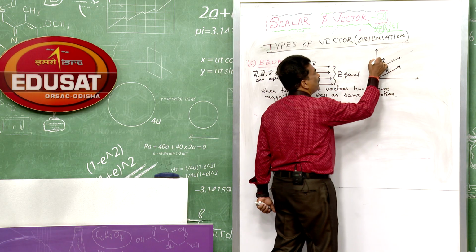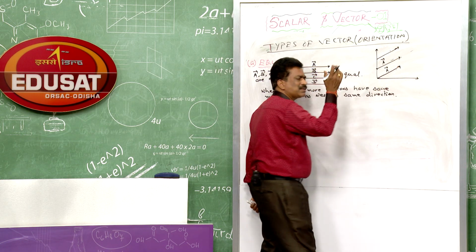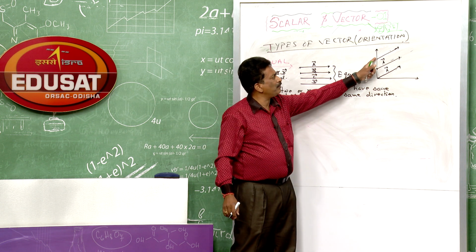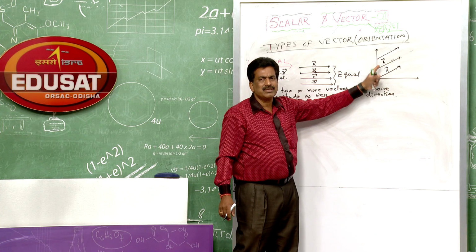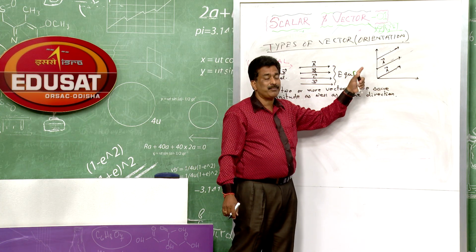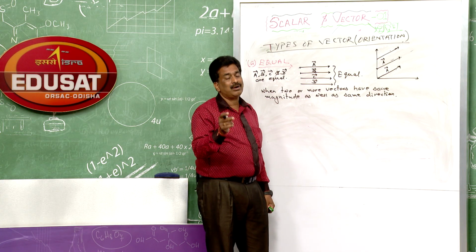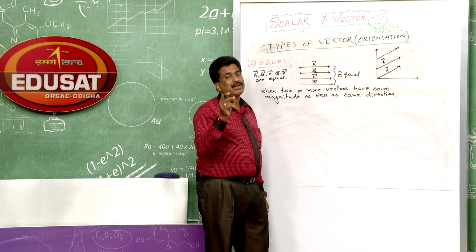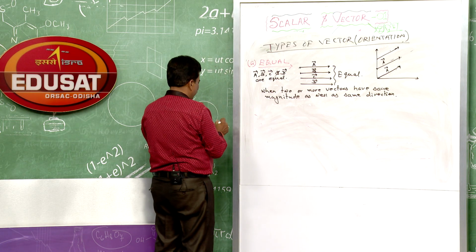Similarly, suppose you take another vector likewise. So these all vectors are the same. So this vector representation with this one, this vector representation with this one, they are called the parallel shift, and this is most important when we discuss the triangle law or the parallelogram law or the addition of vectors. So the first one is the equal vector.